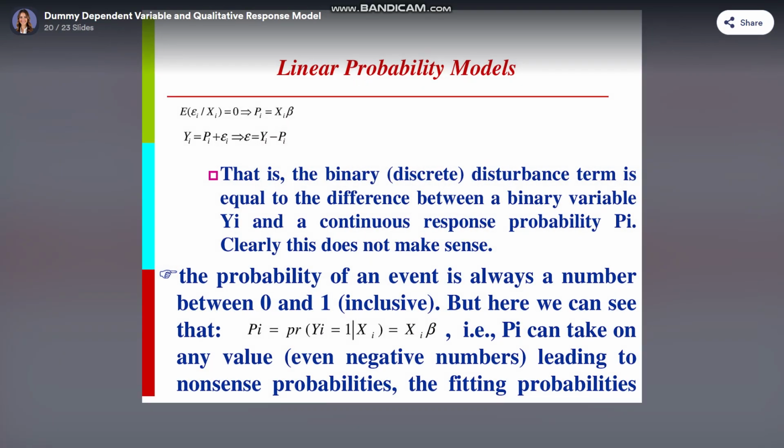Finally, the expected value of the error term conditional on the predictors doesn't behave as classical regression assumptions require. The binary nature of the disturbance term, being the difference between the observed binary outcome and the continuous predicted probability, leads to inconsistencies. Moreover, the linear probability model can produce predicted probabilities outside the 0 to 1 range, which is nonsensical for probabilities.